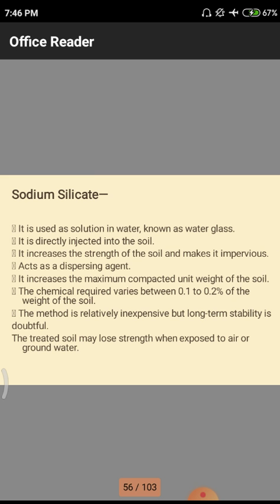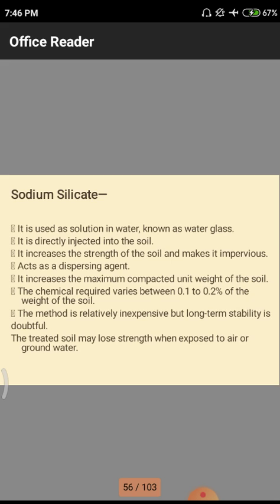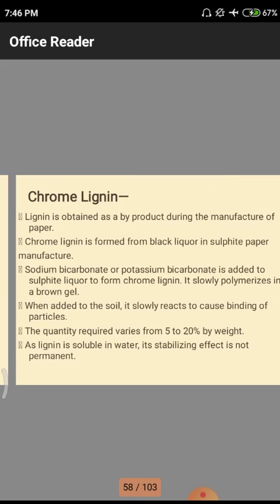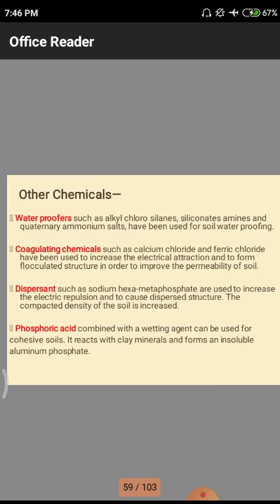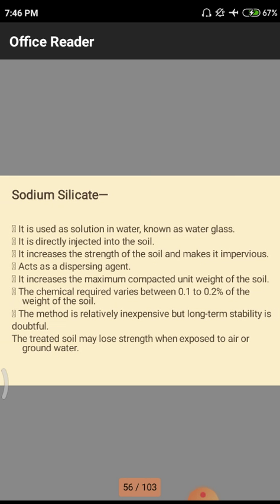Next one, till now we have discussed calcium chloride and sodium chloride. After that we have sodium silicates, and the next ones are polymers and chromium like and other chemicals, so we have to discuss them one by one in a lengthy manner.